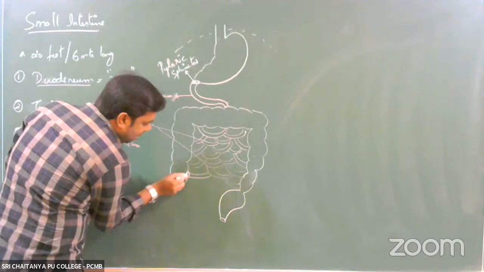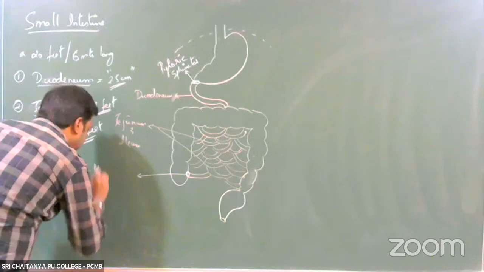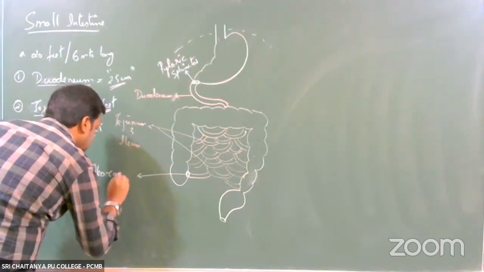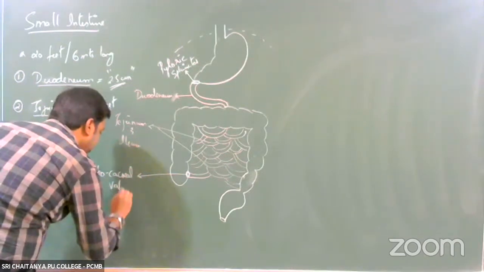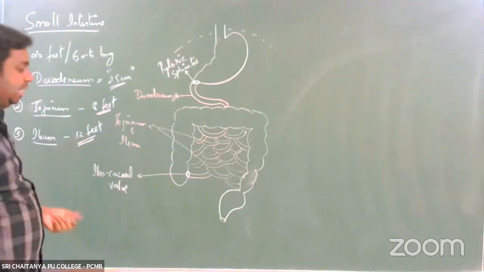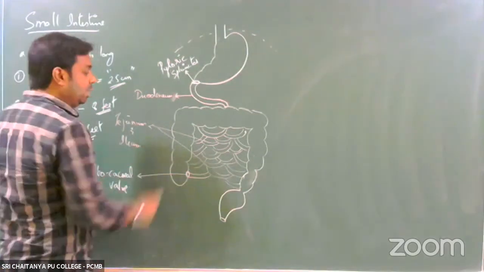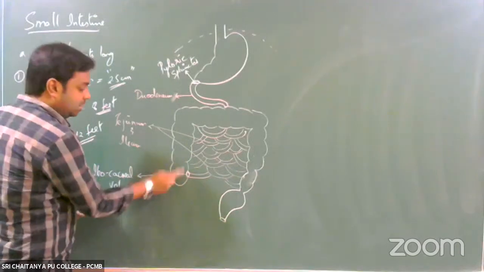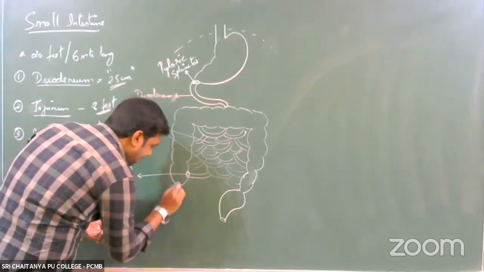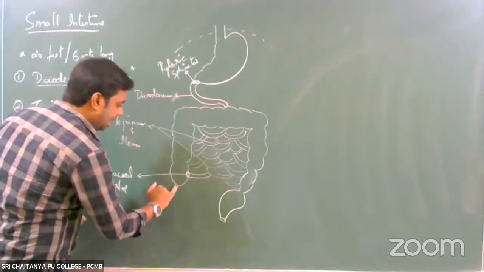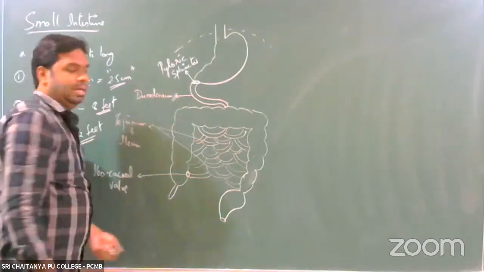This valve which guards this opening, we would start calling the ileocecal valve. Ileo refers to the ileum part of the small intestine. Cecum refers to the first part of the large intestine. This cecum part also has a finger-like structure which arises from it, which we would call the vermiform appendix. We'll talk about this a little later once we get into the large intestine part.